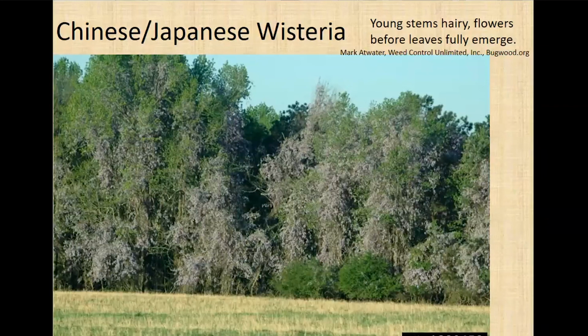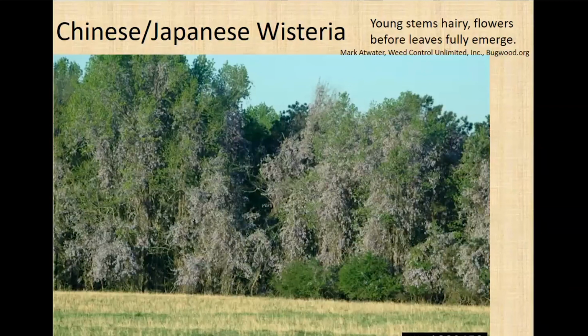Now, in fact, we do have some native wisterias here in the Midwest. They're not technically native to Indiana, but they are found in places like Kentucky and some other local Midwestern states. The Japanese and Chinese wisterias can be differentiated because their young stems tend to be very hairy, and they will set flowers before the leaves fully emerge. And so they're putting on flowers relatively early in the spring before we get full leaf emergence. Our natives will typically not flower until the leaves have come out and expanded fully.